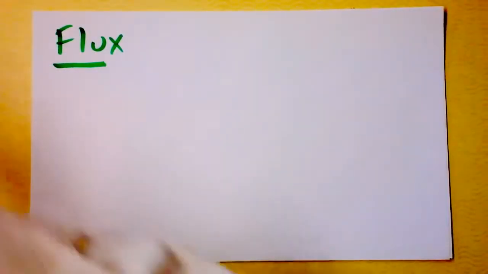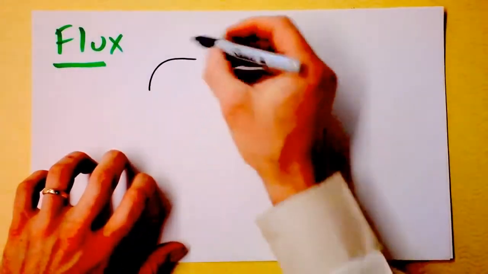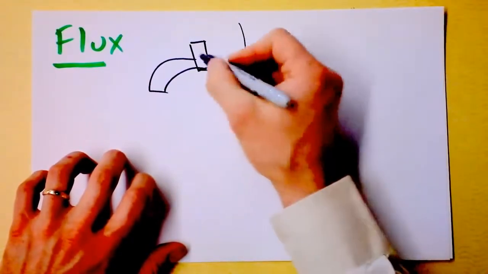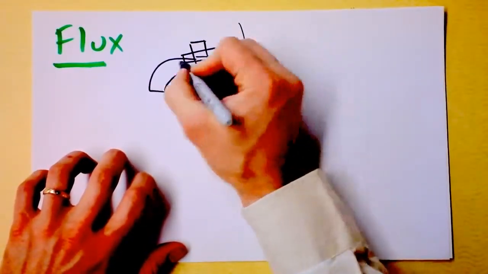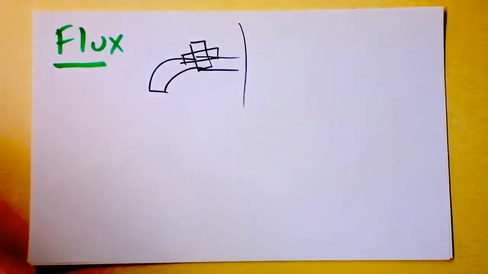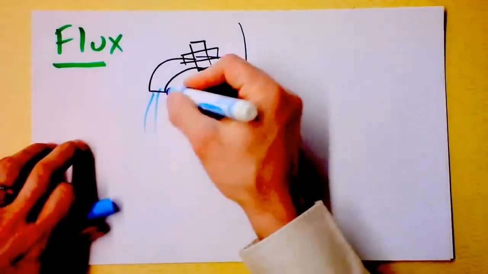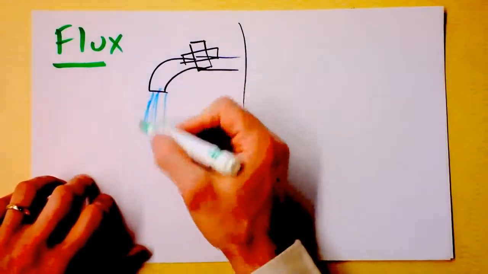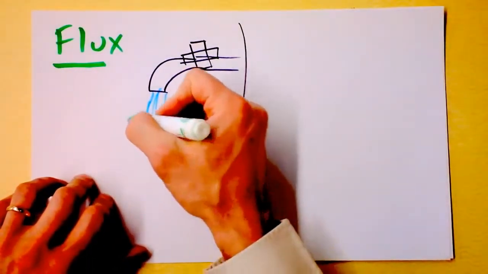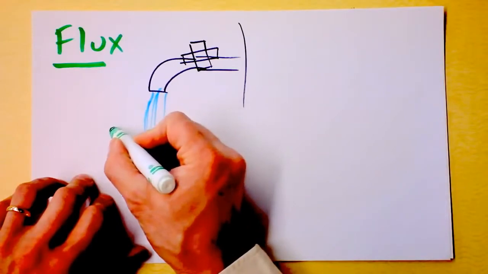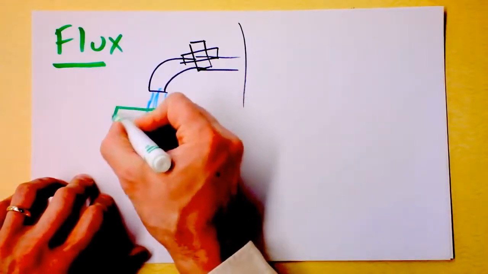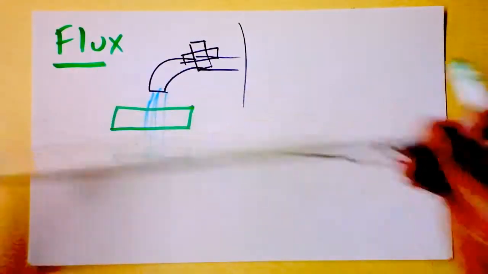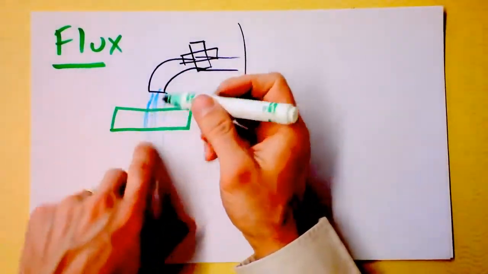So if you have a faucet, let's put a faucet here, we'll put a handle on it and say that out of this faucet is coming some water. And if water is coming out of the faucet, then you could put your flux catcher right here in this stream of water, and if you oriented it so it was flat like this, then you would catch a lot of flux coming out.